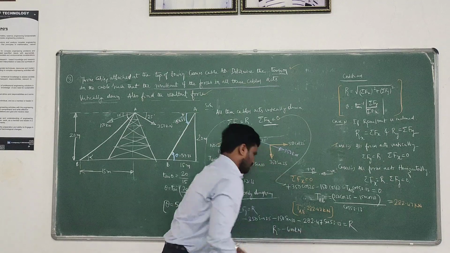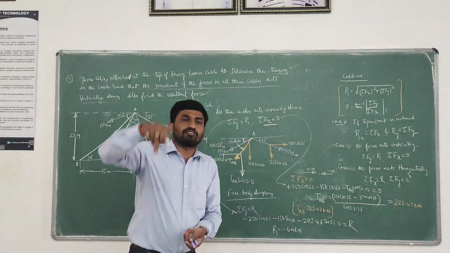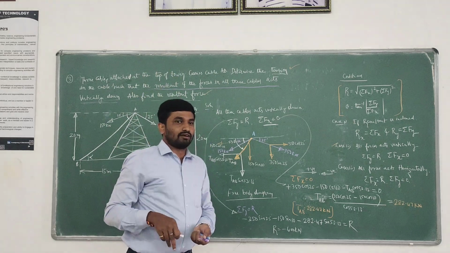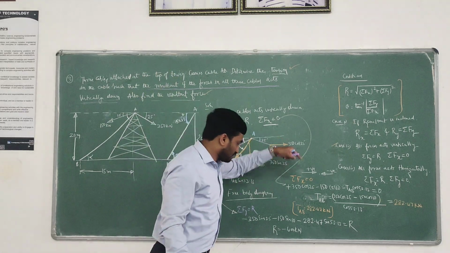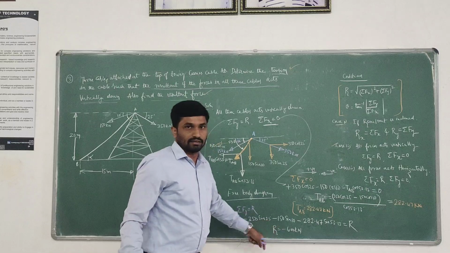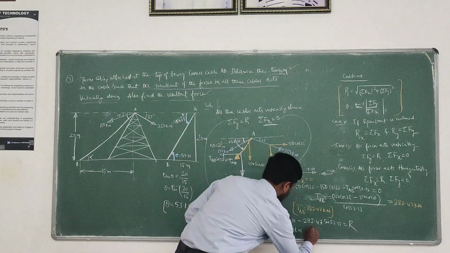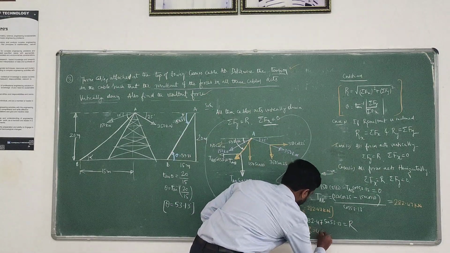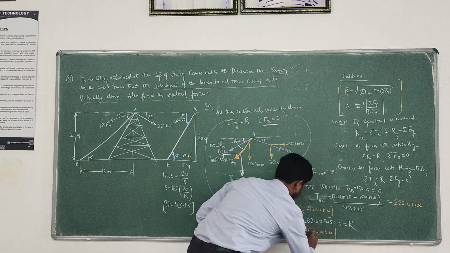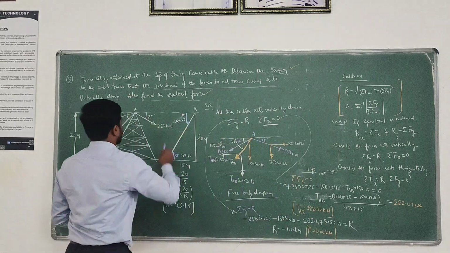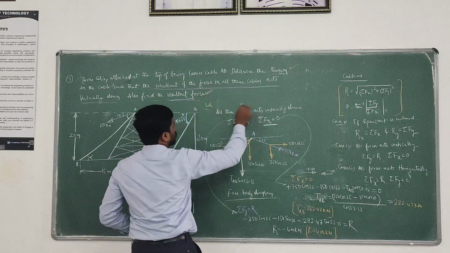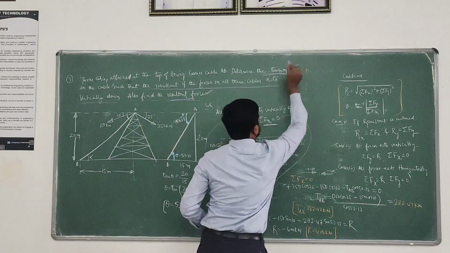But why is it minus? Because it is acting vertically downwards. What is our sign convention? Downward force is negative. Hence we got minus. So you can take the resultant value as 400 kilonewton. This is the thing. So we computed the resultant force and also we computed the tension.